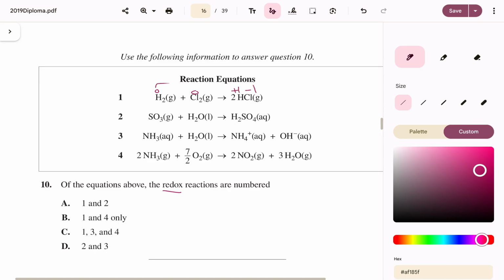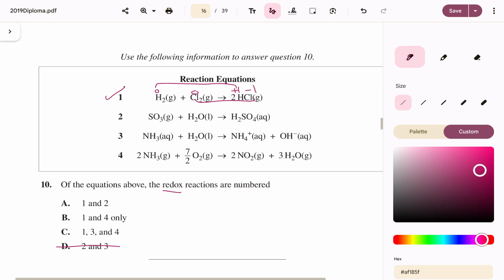So hydrogen is going from 0 to +1. That's a loss of electrons. And chlorine's going from 0 to -1. That's a gain. So as long as we see that loss and gain, you have a redox reaction. So number 1 is definitely there. So we can rule out number 2 or D.